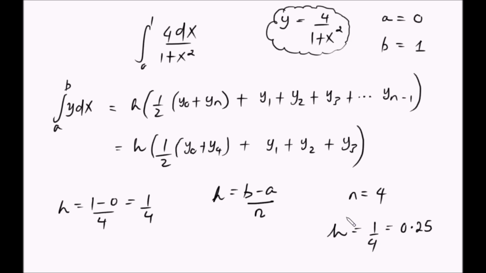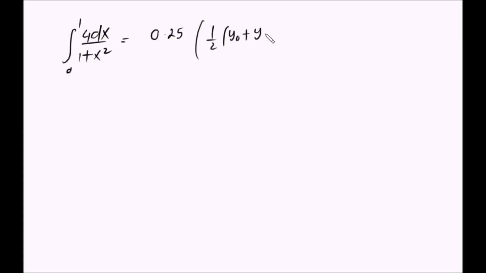So nikiandika now again, formula yetu itakuwa kama hivi. If I want to integrate this one kwa kutumia trapezoidal rule, h ni 0.25 times 1 over 2, so we have y0 plus y4, plus y1 plus y2 plus y3. So ukiwa unafanya maswali mengi ya trapezoidal rule, kama unaanza na y0, ulifika kama ni 5 ordinates, basi n ni 4.